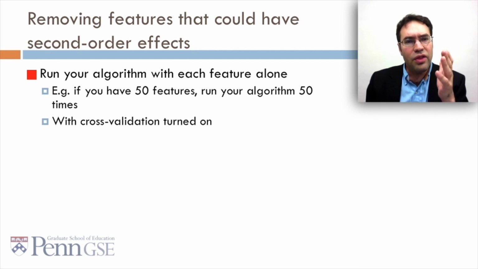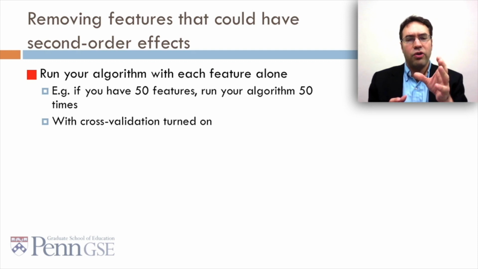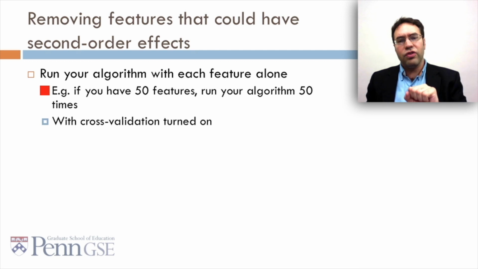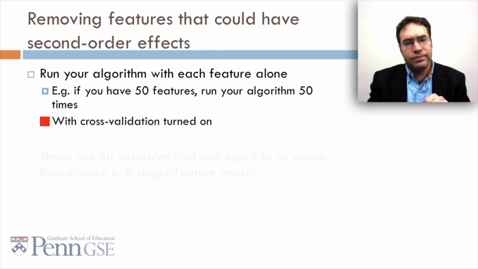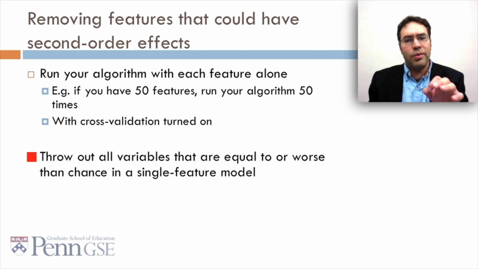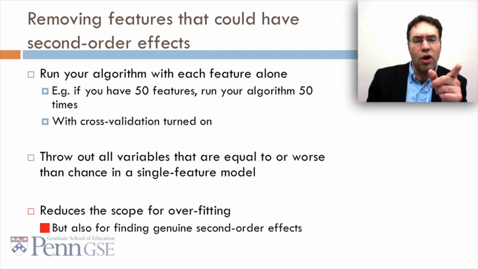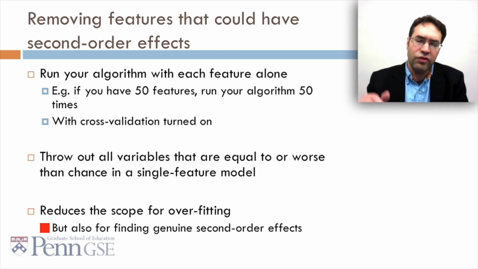Moving on. Another thing you can do is remove features that could have second-order effects. When you do this, you run your algorithm with each feature alone, so single-feature models. In other words, if you have 50 features, run your algorithm 50 times, and do that with cross-validation turned on. Then you throw out all variables that are equal to or worse than chance in a single-feature model. This reduces the scope for overfitting, but it also reduces the potential for finding genuine second-order effects. So this is a conservative choice that may lead to less overfitting, but may actually lead to less positive truefitting.